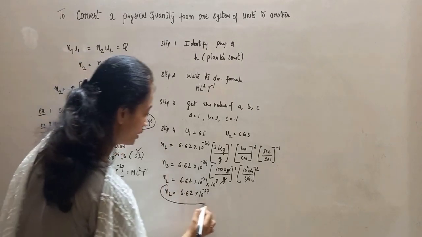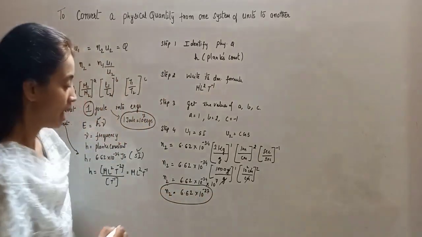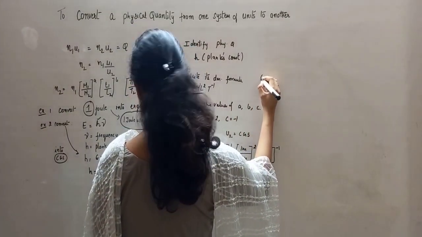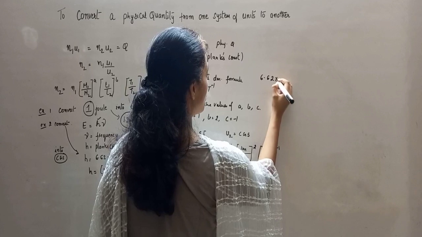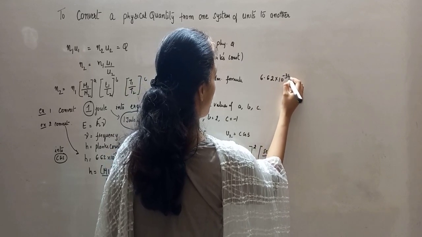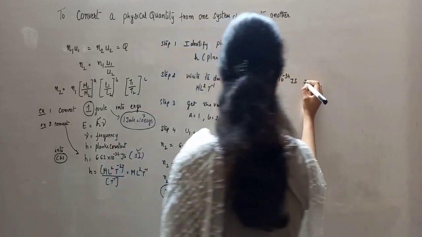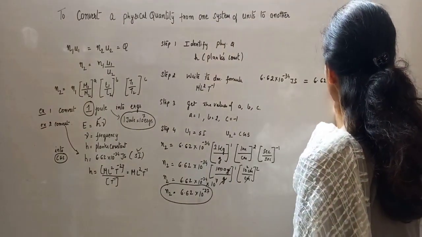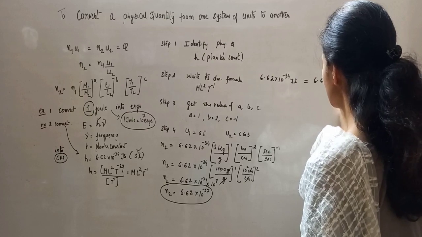This is a pure number, there will be no units in it. This is a pure numerical value that came. Now what units will we substitute? So I am getting Planck's constant as 6.62 into 10 to the power minus 34 joule seconds, which becomes 6.62 into 10 to the power minus 27.